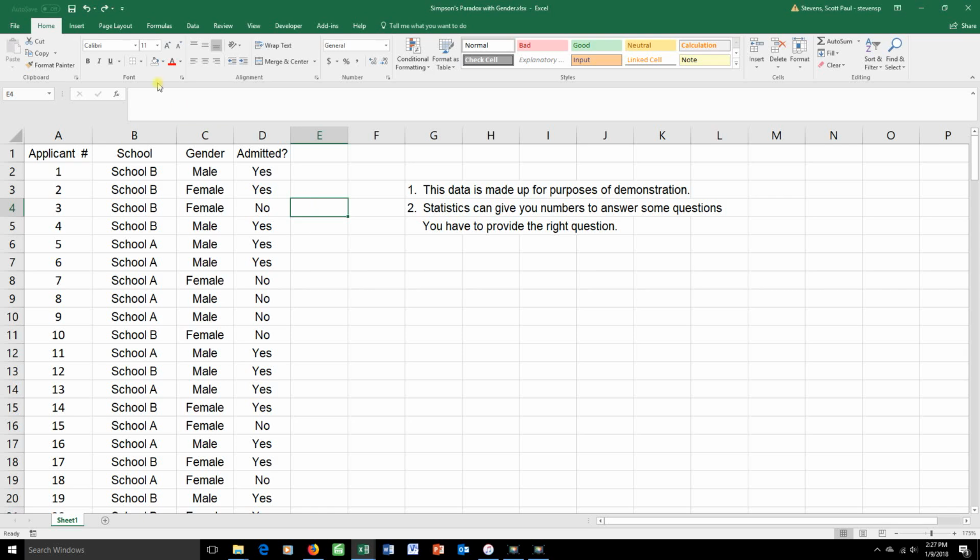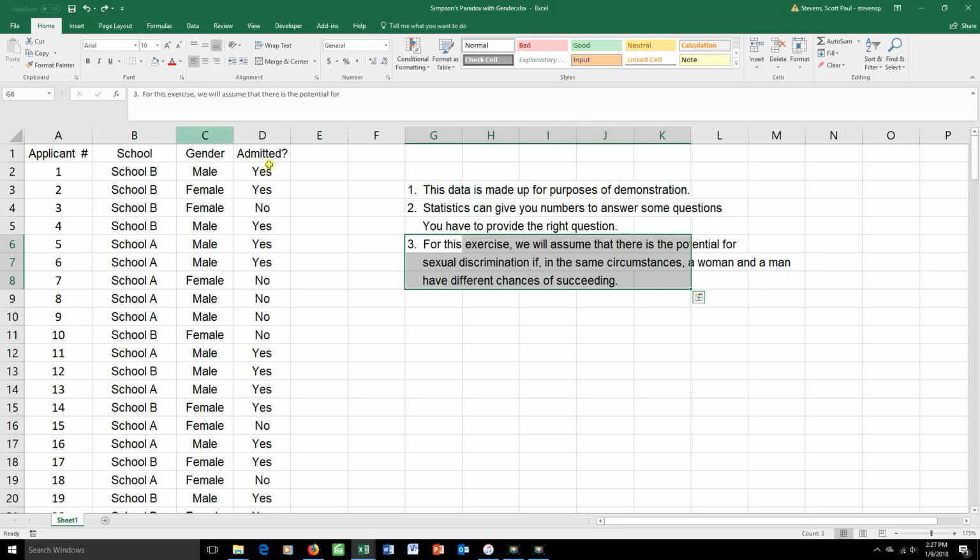Here's the one that we're going to use today, which probably matches fairly closely with the kind of thing you might be thinking about. In this exercise, we're going to assume that there's a potential for sexual discrimination if, in the same circumstances, a woman and a man have different chances of succeeding. Obviously, that definition might not be right for all cases. For example, a woman has a higher chance of giving birth to a baby than a man does. That doesn't mean that there's sexual discrimination going on.